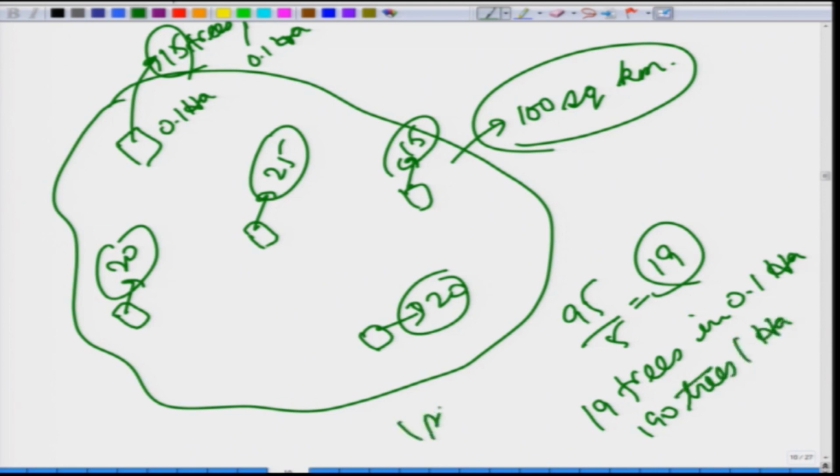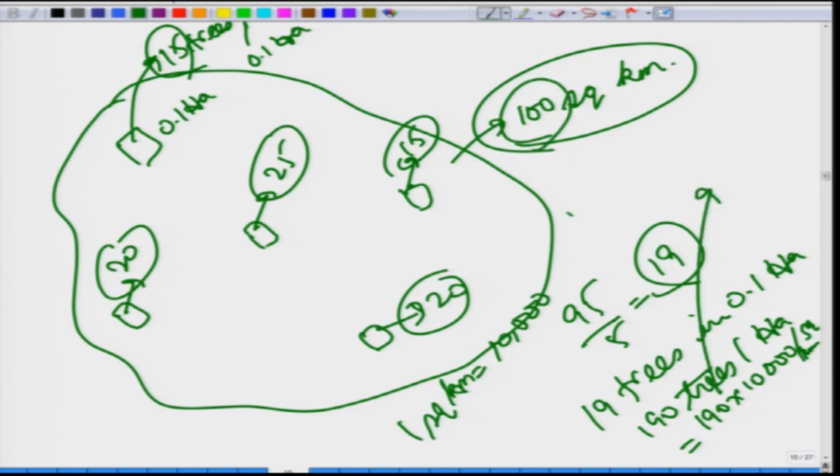Now, because 1 square kilometer is equal to 10,000 hectares, this is equivalent to 190 into 10,000 trees per square kilometer, and because you have an area of 100 square kilometers, you multiply this by 100 and you say that you have 190 into 10,000 into 100 trees in the complete area of 100 square kilometers. Now, when you make use of such a method of taking samples, taking measurements in those samples and then generalizing it to the whole area, then this is known as the technique of sampling.